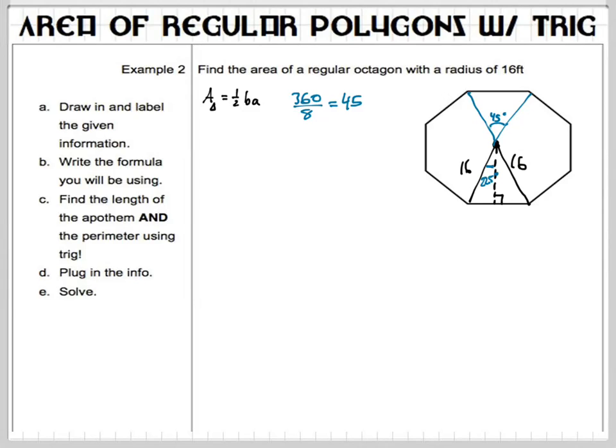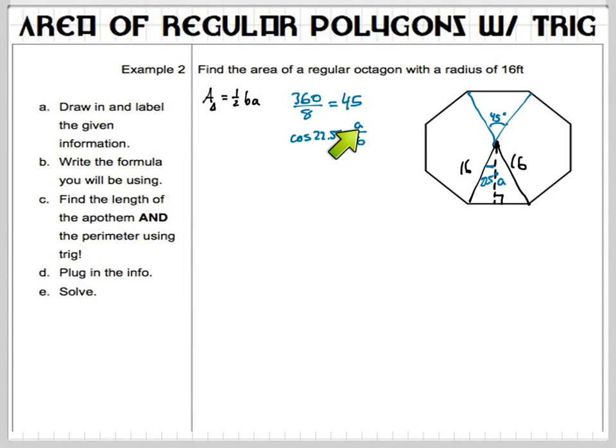What trigonometric function can I use in order to find the apothem? Okay, we have to use this angle, the hypotenuse, and the apothem. What trig function is that? Cosine. Yeah, it is cosine. Okay, we'll stick with the blue here. So we have cosine of 22.5 equals A over 16. That looks like a 9. Let's fix that A. A is an apothem. Okay.